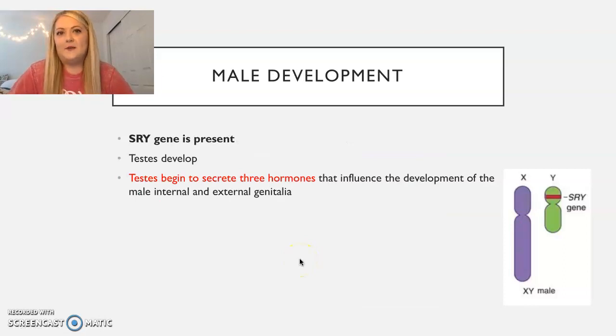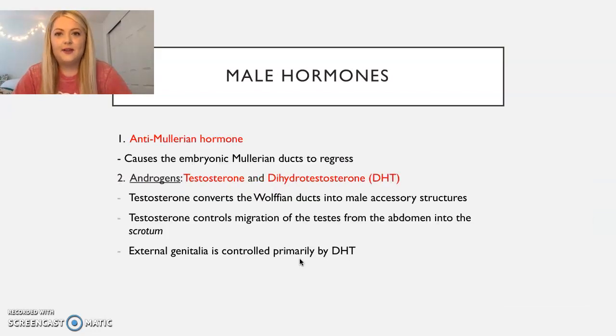So let's talk about male development. The SRY gene, again, is present, and that's important to remember. And because the SRY gene is present, testes begin to develop, and testes begin to secrete 3 essential hormones that influence the development of the male internal and external genitalia. So for male hormones, the first one is the anti-Mullerian hormone, and it causes the embryonic Mullerian ducts to regress. So like we said, one of these is going to regress and the other is going to keep proceeding and working up into being a male or a female.